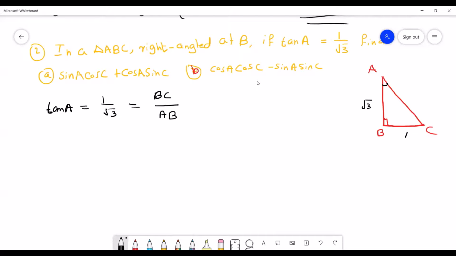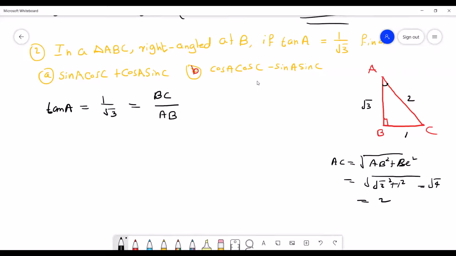Now, if these two are like this, then we can find out AC. We know that AC is equal to the square root of AB square plus BC square. That is the square root of √3 square plus 1 square. So we are going to get √4. The answer is 2, so AC will be 2.